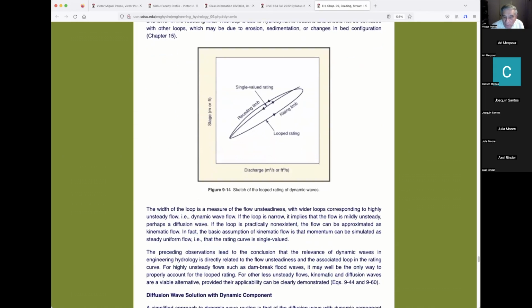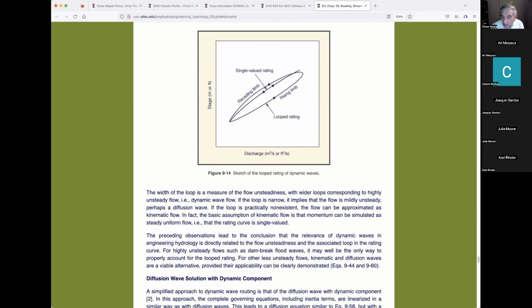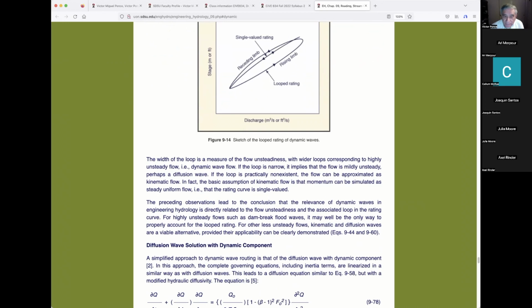Now, the width of the loop is a measure of the flow unsteadiness. Wider loops correspond to highly unsteady flow, that is dynamic wave flow. So basically, the dynamic wave is going to have a wide loop, and the loop is going to be so wide that it's going to drop itself, and all its mass is going to go on to form part of the underlying kinematic wave, which is coming in there at a much slower speed. That's what Lighthill and Whitham said in 1955. If the loop is non-existent, the flow can be approximated as kinematic flow, and that is correct.